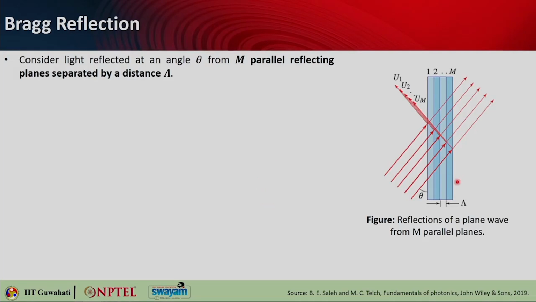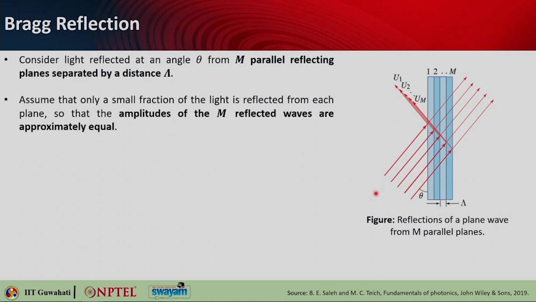So, consider light reflected at an angle theta. Here we are calculating the angle from the plane of the mirrors, and here are the m parallel reflecting planes which are separated by a distance of capital lambda. What happens? A little bit of this light will get reflected and the remaining will get transmitted. We assume that only a small fraction of the light is reflected from each plane, and the amplitude of each of these reflected lights is assumed to be almost equal.